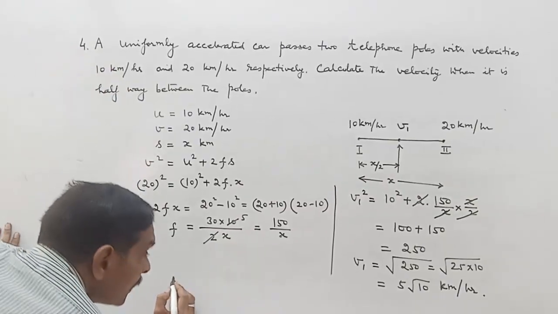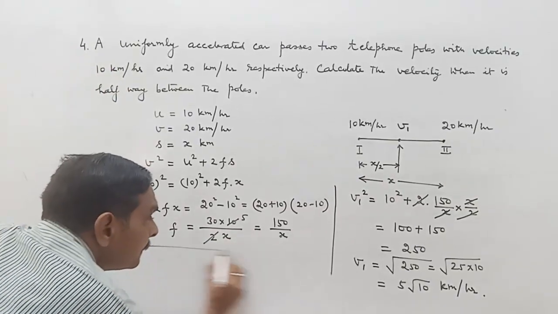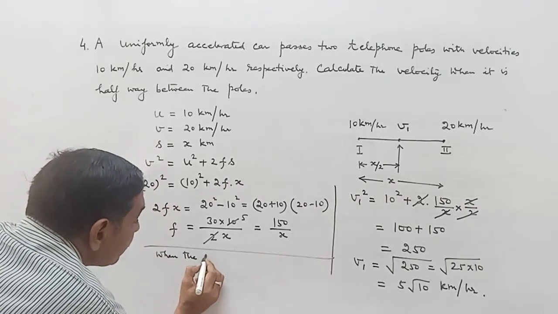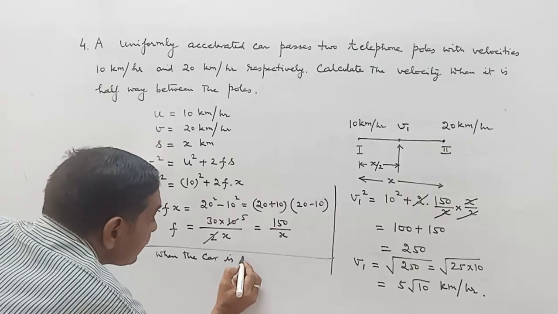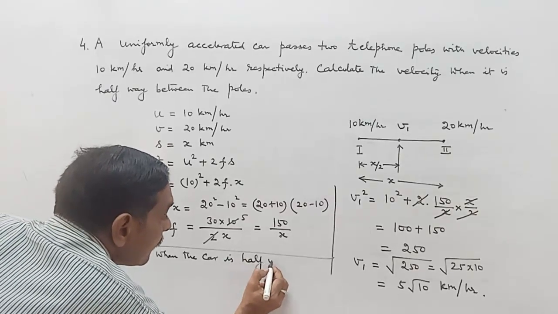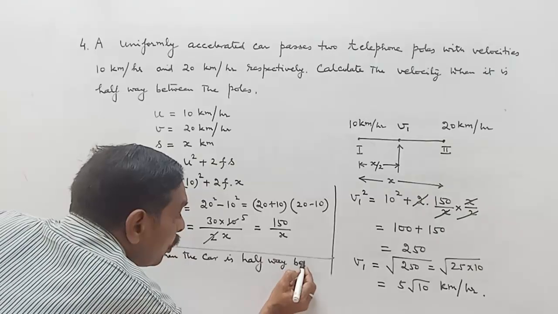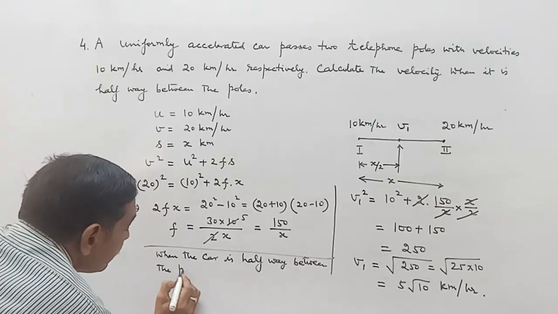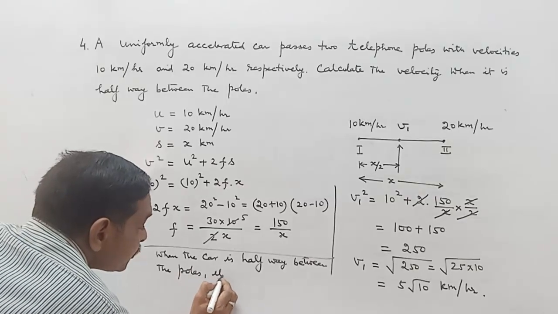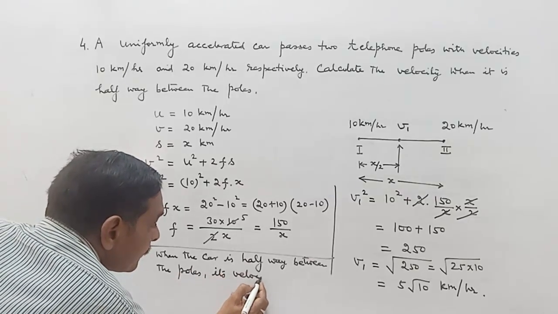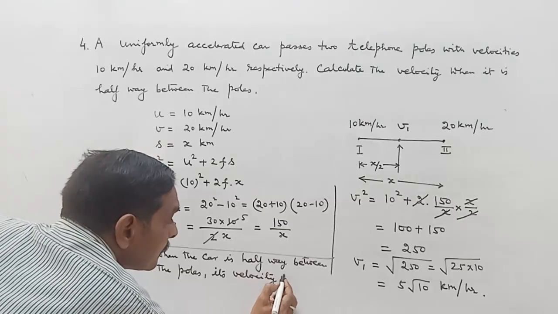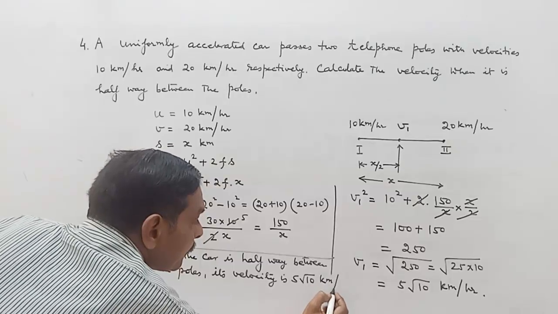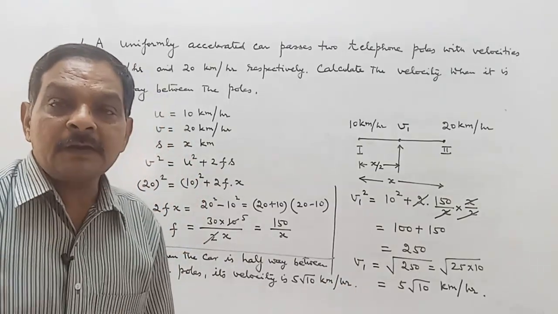So, when the car is halfway between the poles, its velocity is 5 under root 10 kilometer per hour. This is our answer.